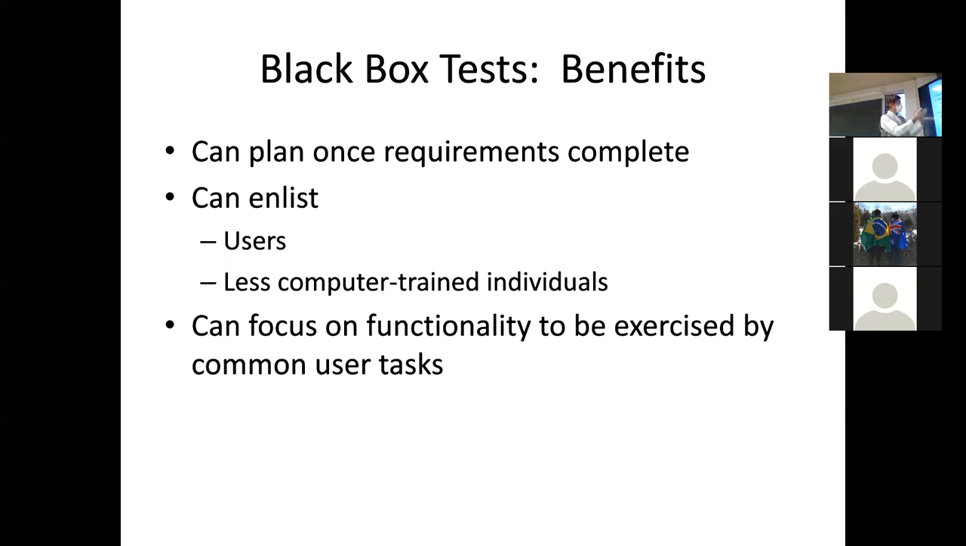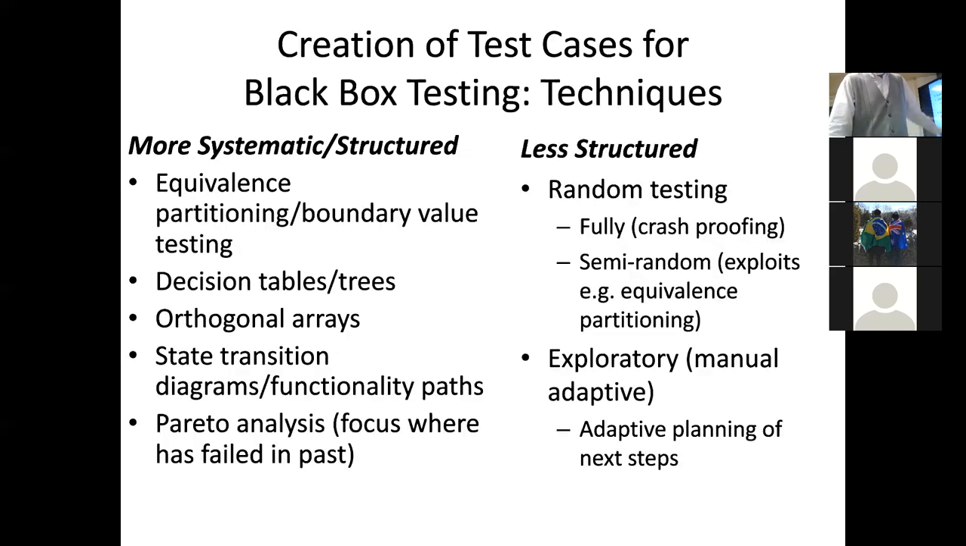This is about whether it's matching up to its specs, right? You can think about this and brainstorm about it. You don't need the code to be written yet. And you can look at functionality to be exercised by common uses of it, whether it's users or things that call it. So there's a set of techniques we're going to talk about here. The main ones that I'm going to spend most time on are equivalence classes, and accompanying that are decision tables and trees, which make use of these.